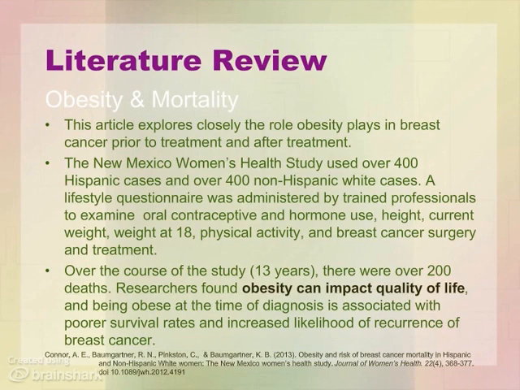This article explores closely the role of obesity and how that factors into breast cancer prior to treatment and after treatment. The New Mexico Women's Health Study used over 400 Hispanic cases and over 400 non-Hispanic white cases. Over the course of the study, which was 13 years, there were over 200 deaths. Researchers found that obesity can impact quality of life and that being obese at time of diagnosis is associated with poorer survival rates and an increased likelihood of recurrence of breast cancer.